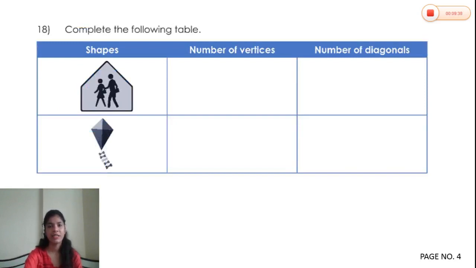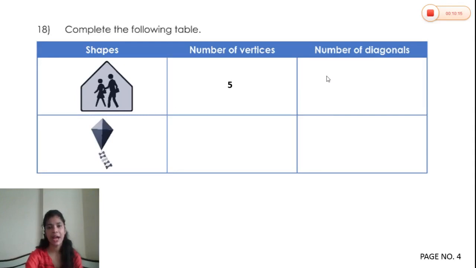Complete the following table. Here you can see again 2 objects are given. We have to write the number of vertices and number of diagonals. Let us see the first object. Here, how many vertices are there in this object? Let us count. 1, 2, 3, 4, 5. So, number of vertices are 5.